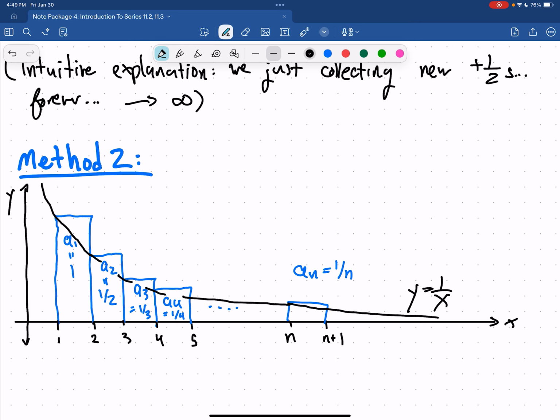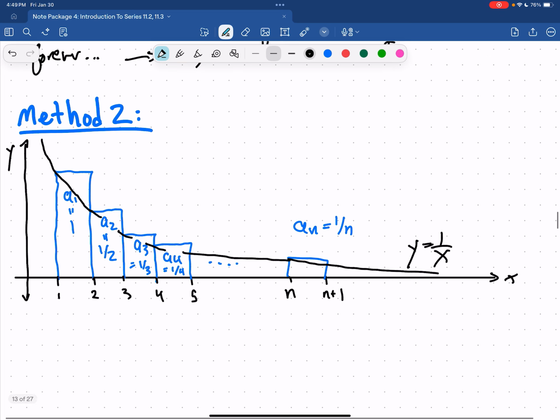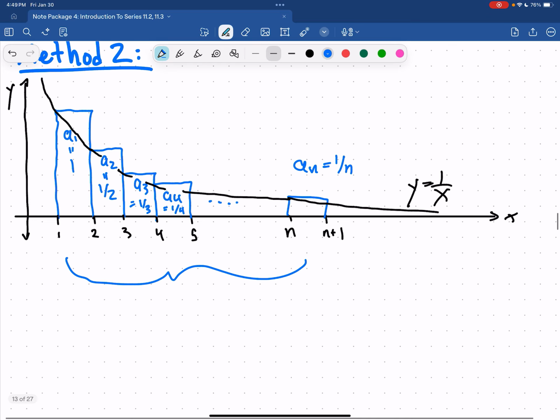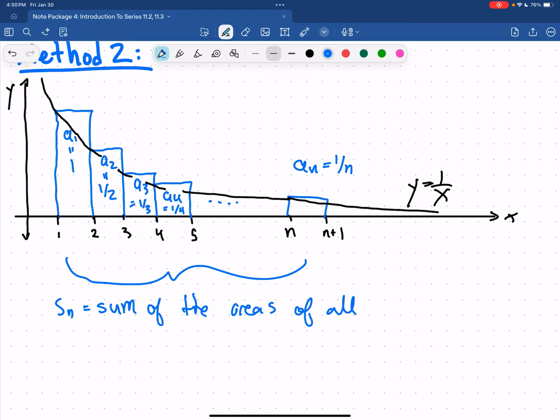Well, if we consider what the sum is that we're looking for, Sn would be the sum of all those rectangles, right? If we're just looking at partial sums. So Sn would just be the sum of the areas of all these rectangles. But if we look at these rectangles, all of them lie above the graph of 1/x.